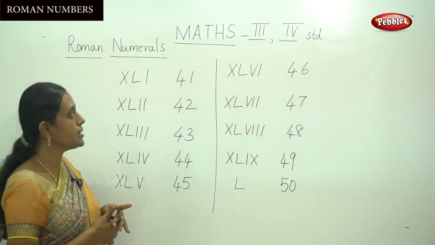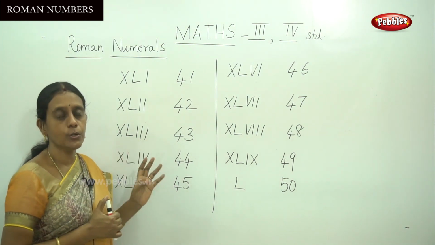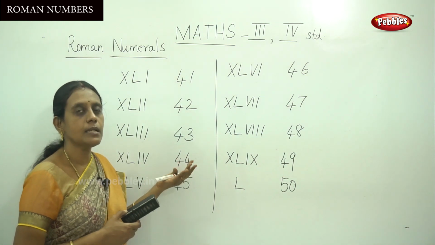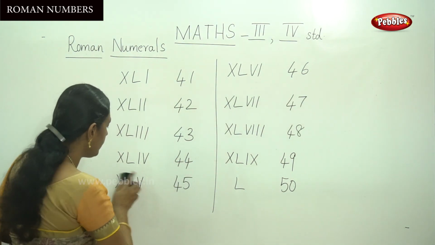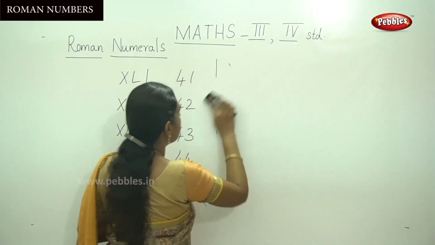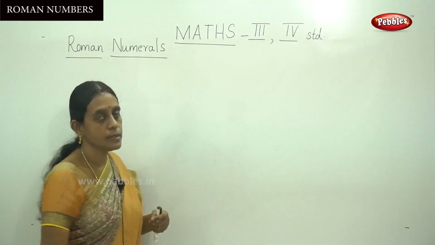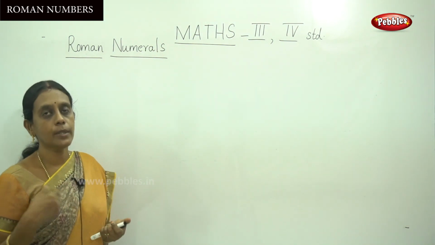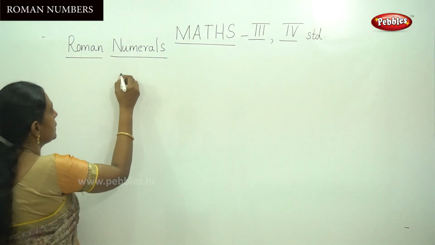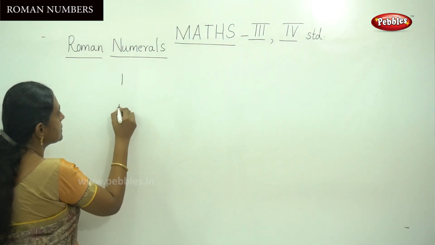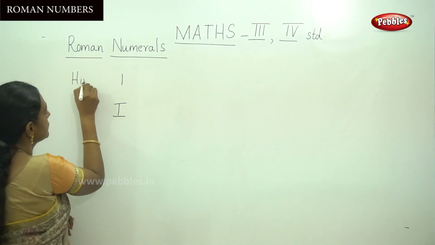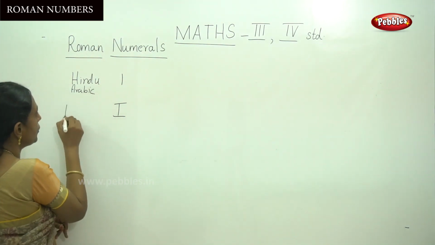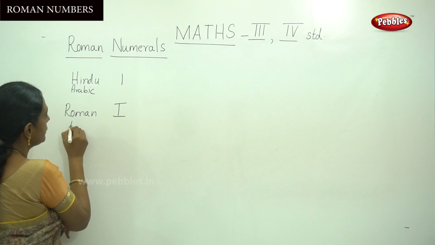Okay, so we have finished the numbers from 1 to 50 in Roman numerals, and I have to write one more example for the common ones, that is 10, 50, 100 and 1000. Copy this for your reference, and you should know the names: this is the Hindu-Arabic numeral, the normal writing of our numbers, and this is the Roman numeral.